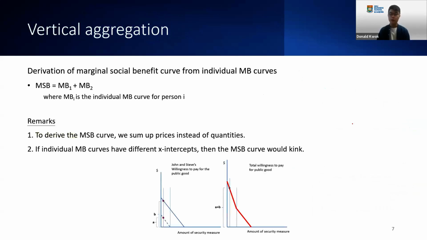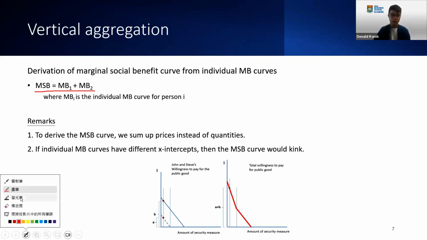How about vertical aggregation? We are trying to sum up prices for this part. So under what situation would we like to sum up something about prices? For instance, when we are going to derive the marginal social benefit curve, we are summing up the marginal benefits of individuals, right? Marginal social benefit equals the marginal benefit of you plus the marginal benefit of me plus the marginal benefit of someone else. So we are summing up prices instead of quantities to derive the marginal social benefit curve.